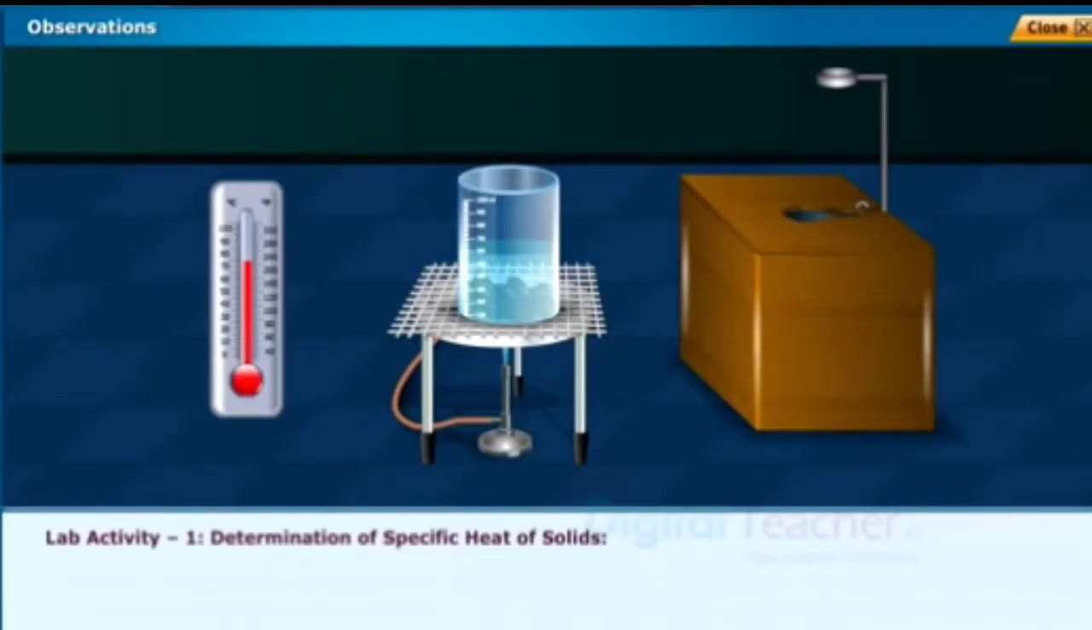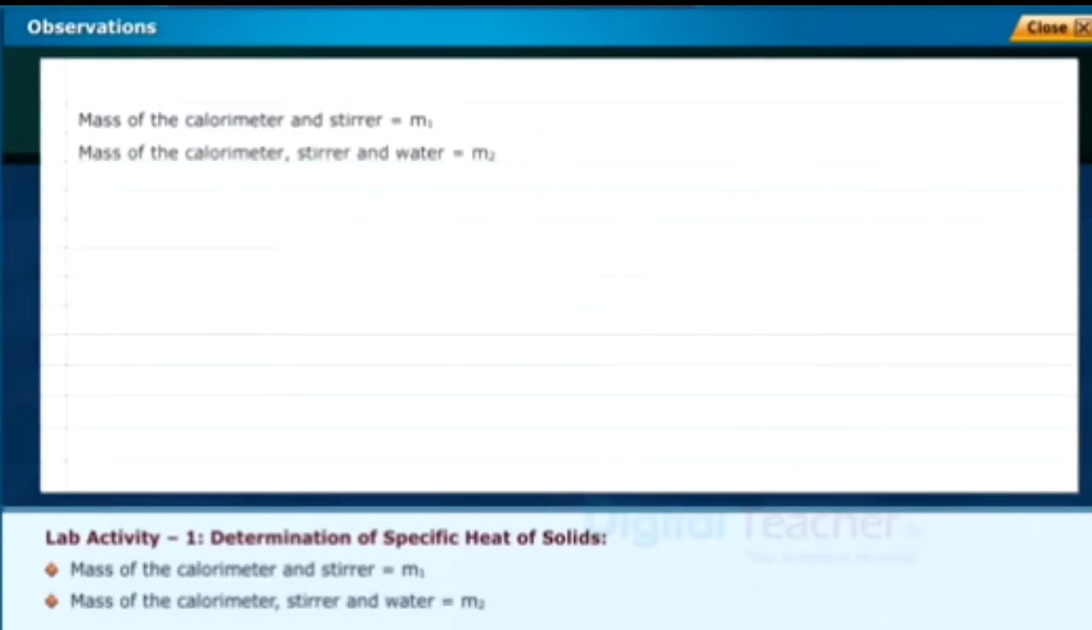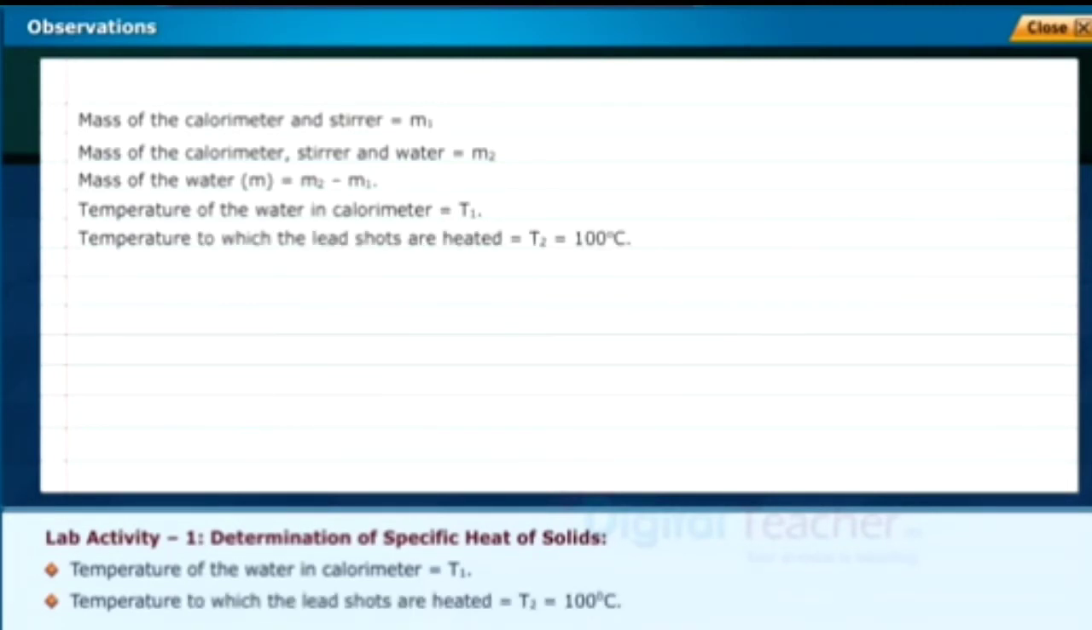Observations. Mass of the calorimeter and stirrer is equal to M1. Mass of the calorimeter, stirrer and water is equal to M2. Mass of the water, M, is equal to M2 minus M1. Temperature of the water in the calorimeter is equal to T1. Temperature to which the lead shots are heated is equal to T2, which is equal to 100 degrees Celsius.